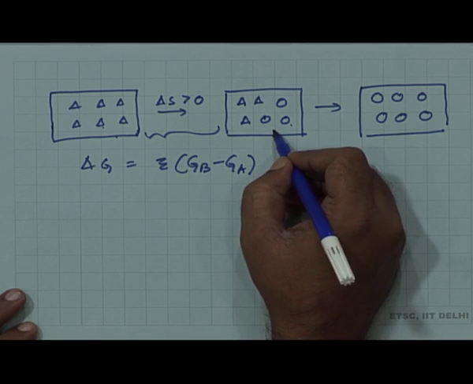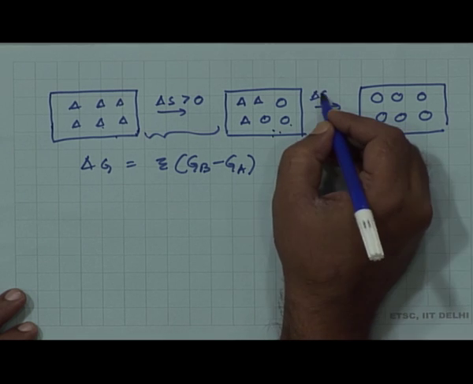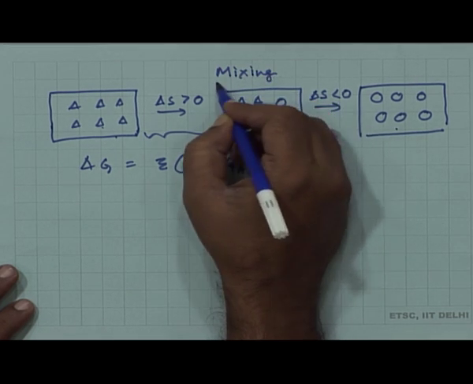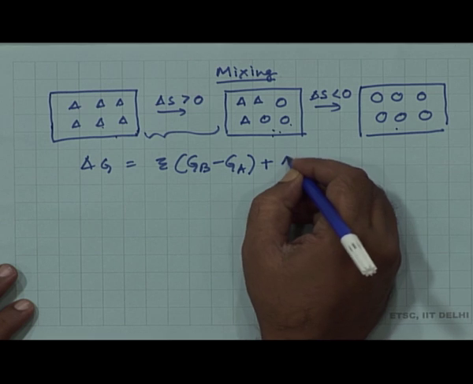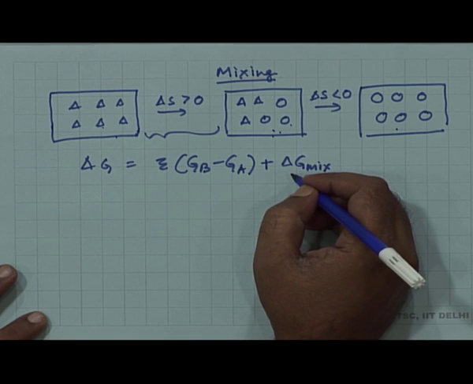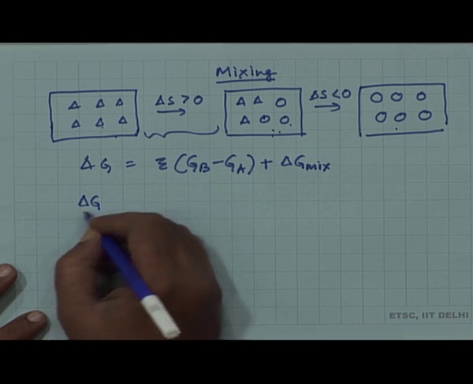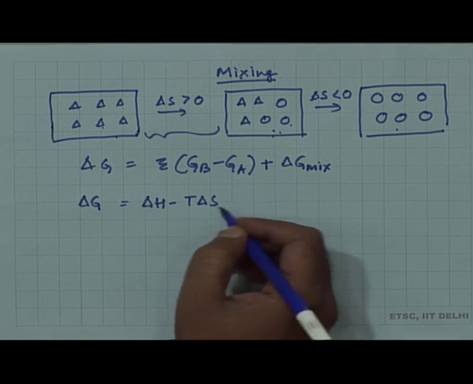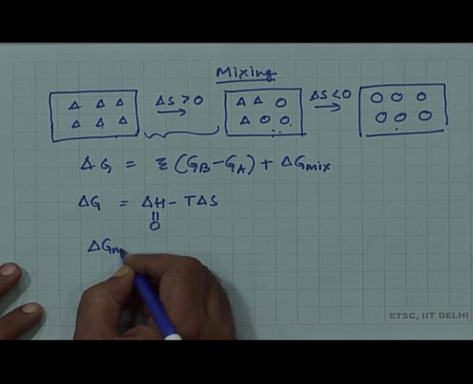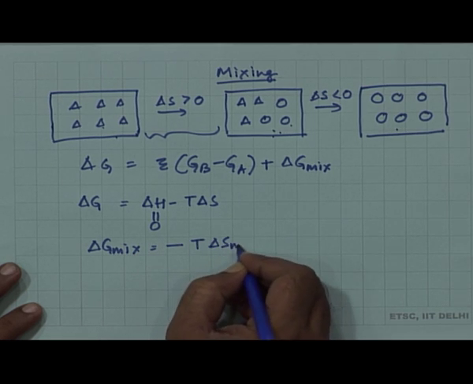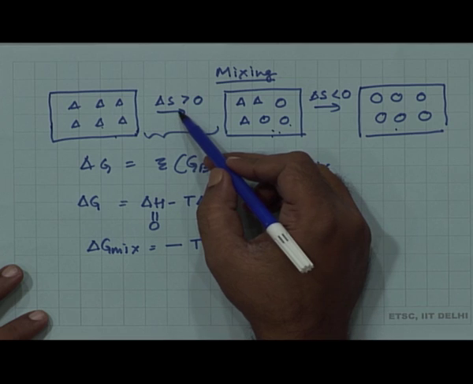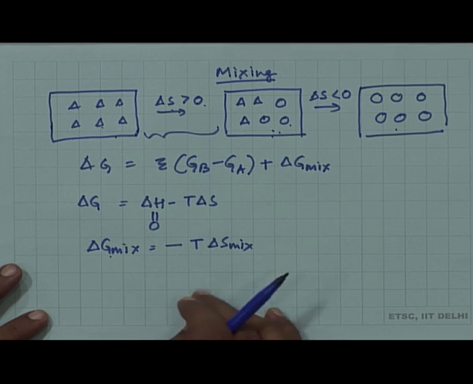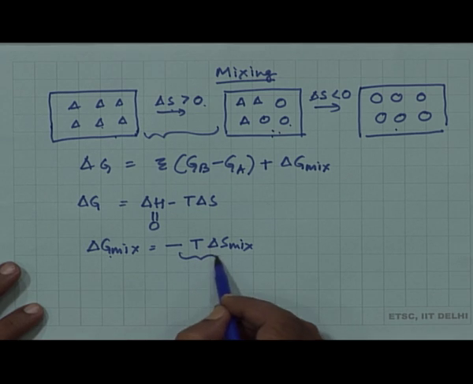However, when we go from state 2 to state 3, delta S is less than 0. This is just because of mixing. So, I am talking about the effect of mixing, and this has a contribution to delta G, which we will write here as delta G mixing. Now, we know that delta G is equal to delta H minus T delta S. If mixing is ideal, then we take delta H equal to 0. So, basically delta G mixing is equal to minus T delta S mixing. And we know that for the first step, delta S mixing is greater than 0, and so your delta G mixing will have a negative component.